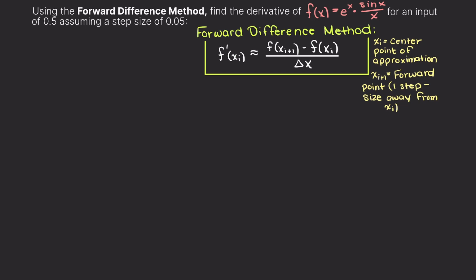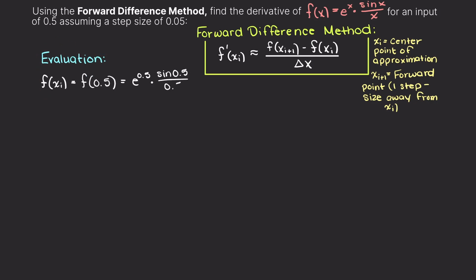Next, let's complete a more challenging problem. In this example, we were asked to use the forward difference method to find the derivative of e to the x times sine x over x for an input of 0.5 and a step size of 0.05. Well, although this function may not be fun to solve analytically, let's note how easy and quick it is to find the derivative with numerical differentiation.